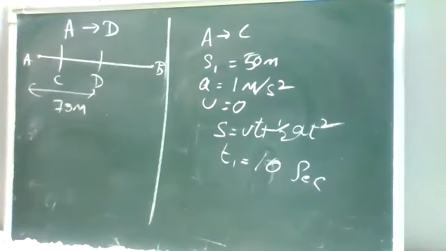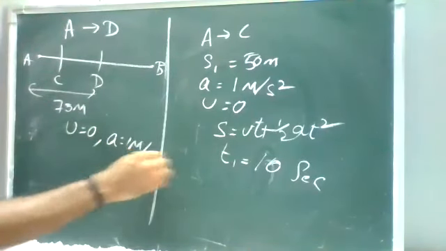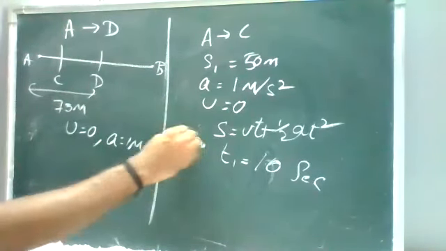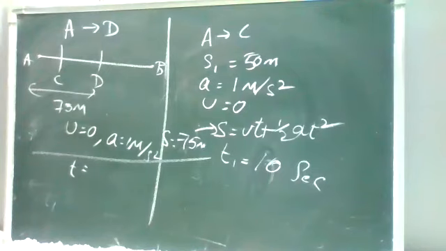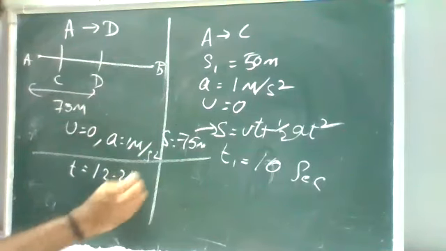To find the time period for A to D, again the initial velocity u is equal to 0, acceleration is 1 meter per second square, and the displacement s is equal to 75 meters. From the same equation, try to find the time period t. T is equal to 12.2 seconds.